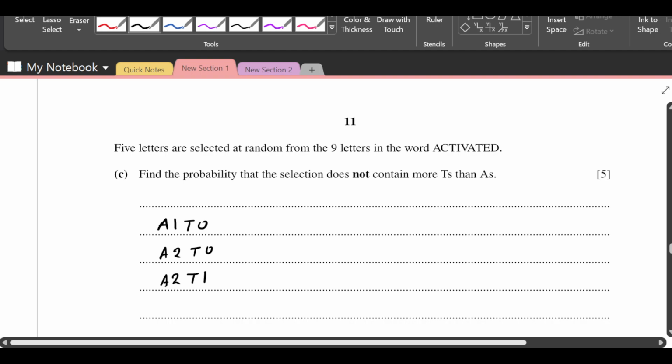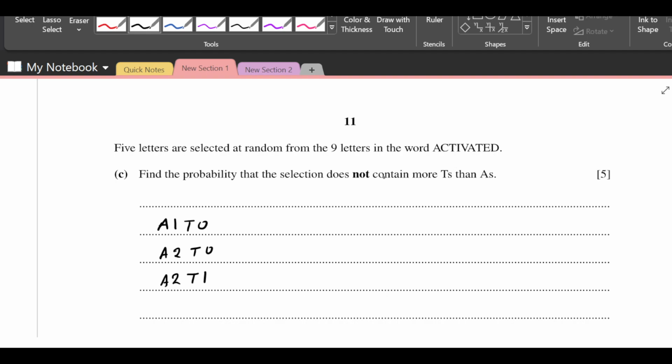Let us understand once again. Five letters are selected at random from the nine-letter word. Find the probability that the selection does not contain more T's than A's. A few things I missed here. Does not contain more T's.